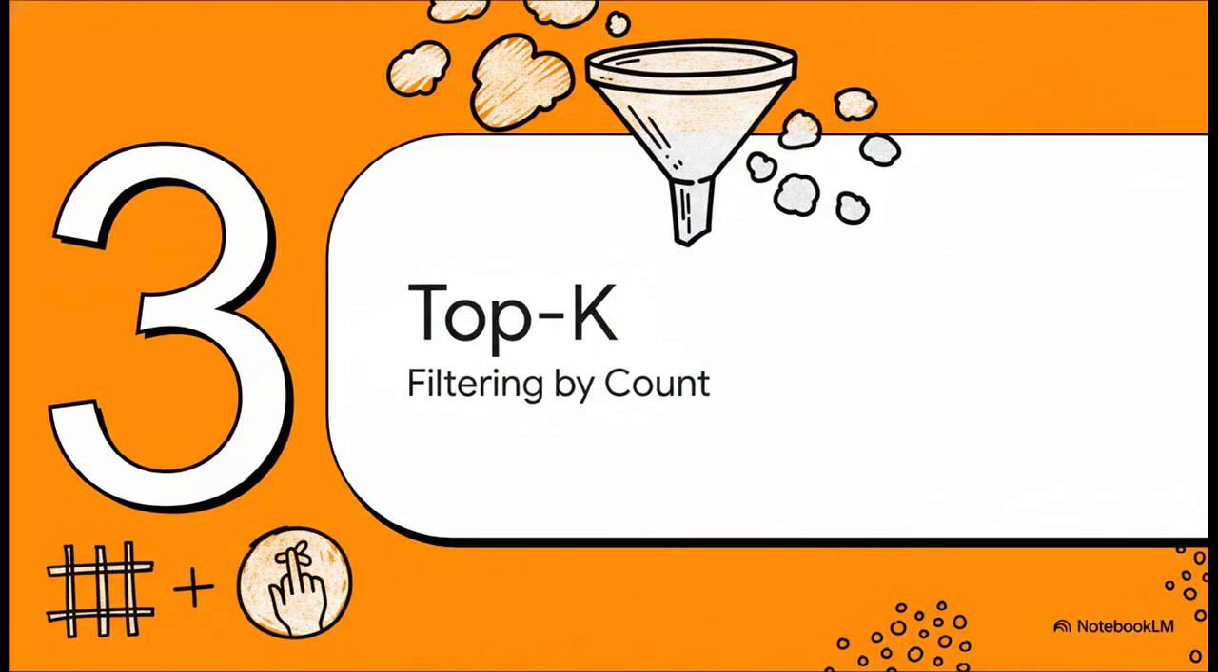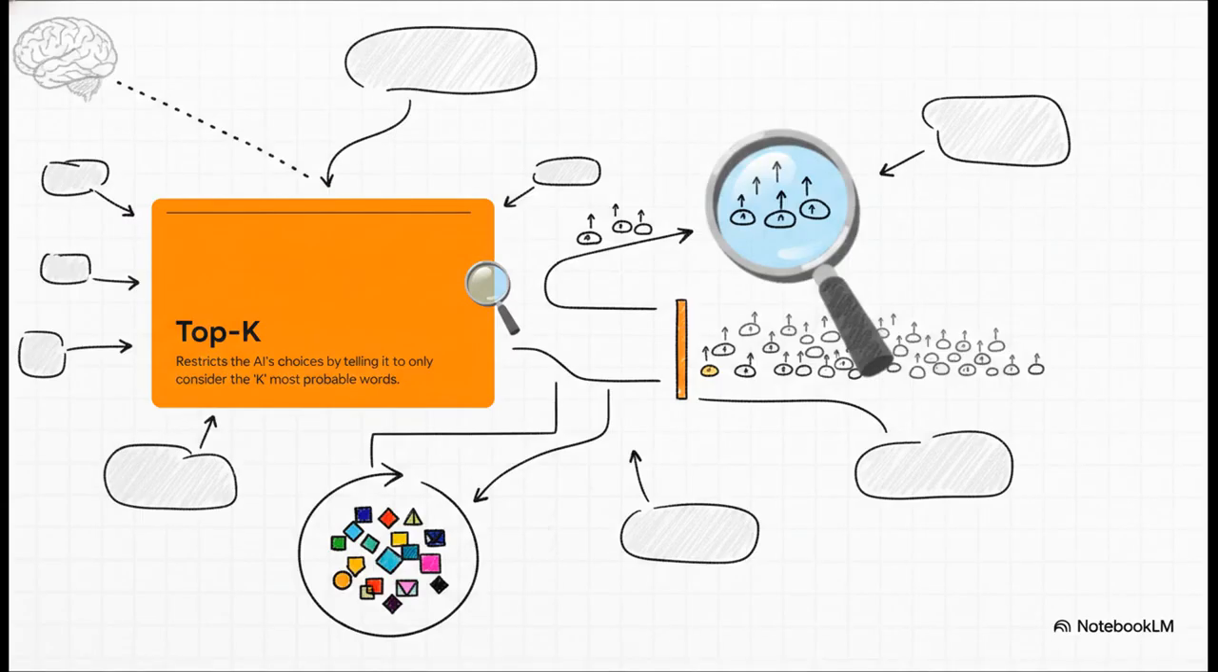Now, if temperature is about adjusting the mood of the AI, top K is much more direct. It's about limiting the number of options the AI is even allowed to think about. It's a filter based on a simple count. The rule here is super straightforward. You set a number, which we call K, and the model will only look at the top K most probable words. Everything else gets completely ignored no matter what its probability was.